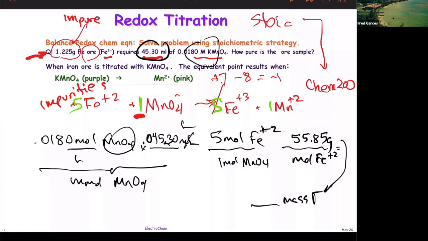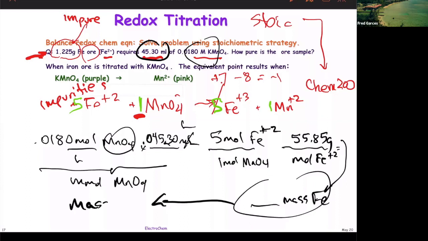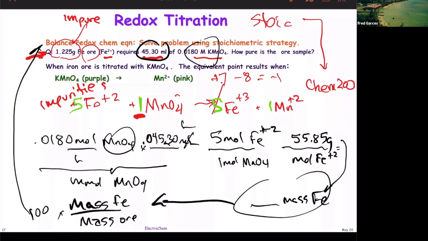To get the percent purity, I just need to take the mass of iron divided by the mass of the ore and multiply that by 100. And that's my percent purity in my iron ore. So you see how this really is a stoichiometry problem, but the Chem 201 part is balancing the redox equation.